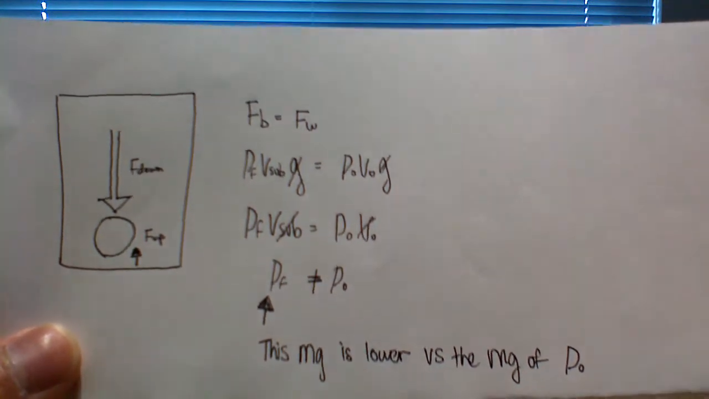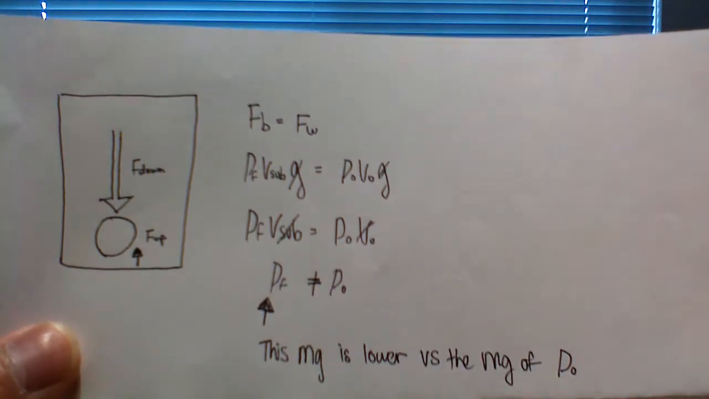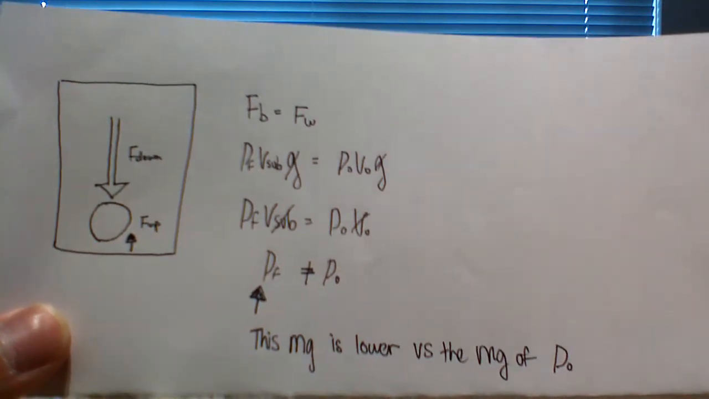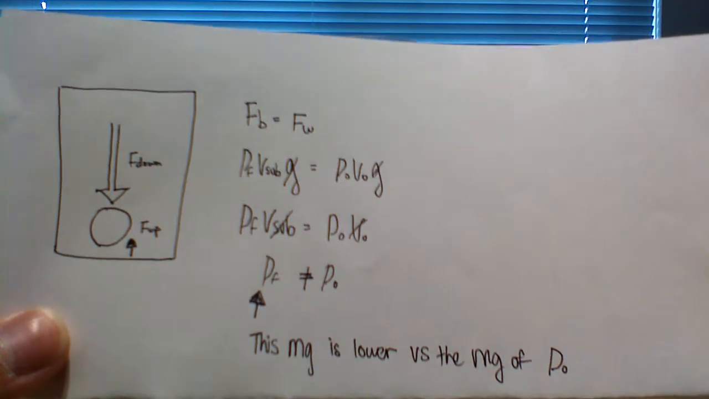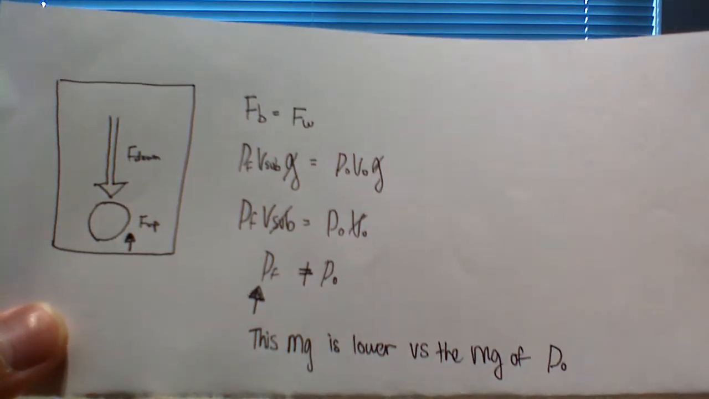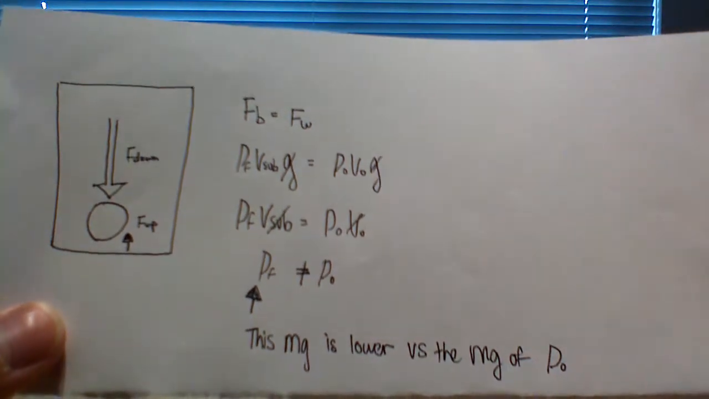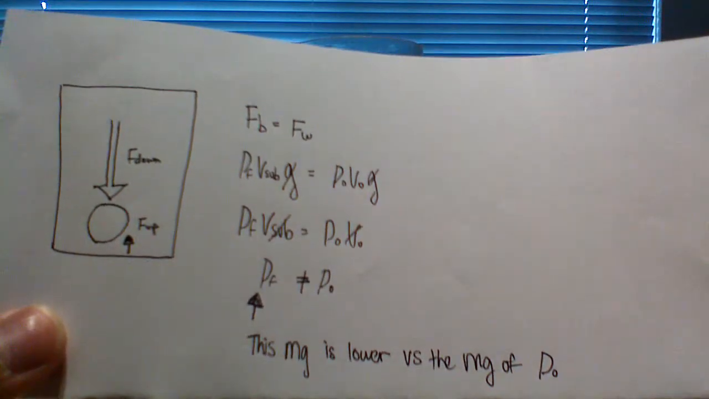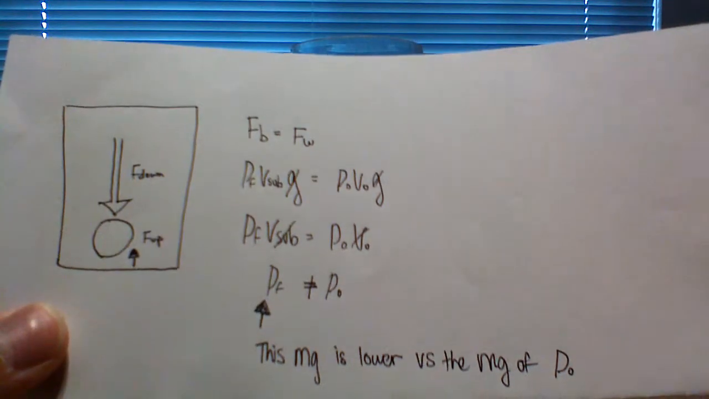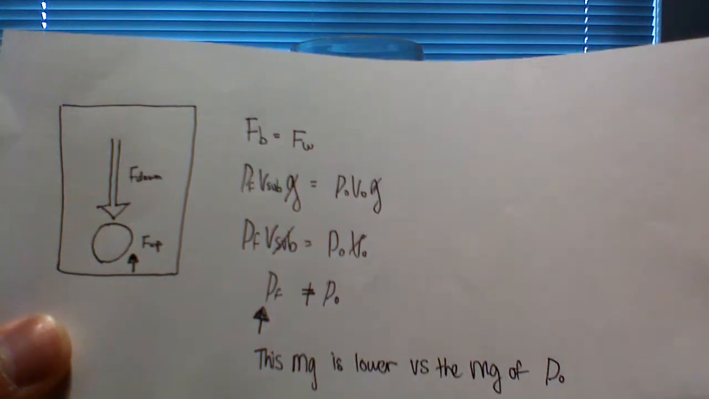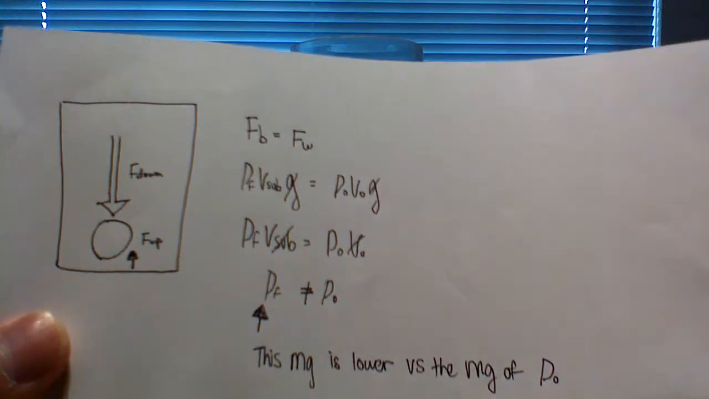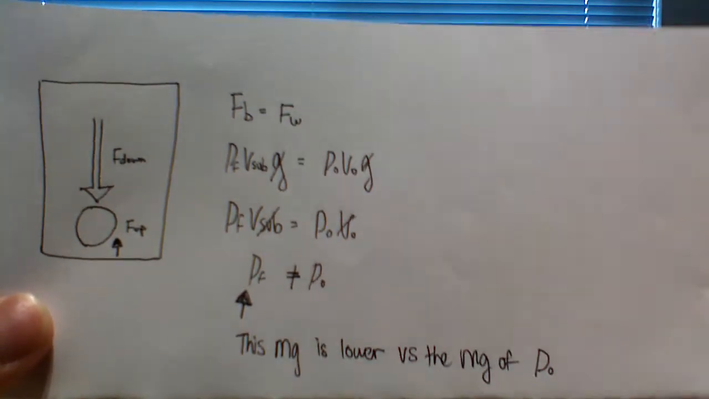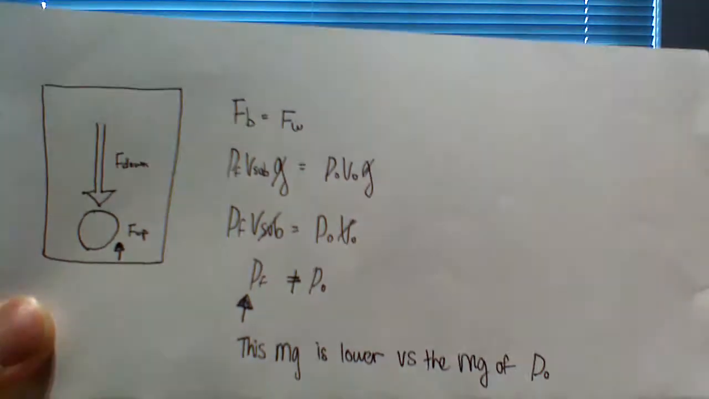However, since it's fully submerged, we know that the volume submerged is equal to the volume of the object. So canceling that out, we know that the density of the fluid should be equal to the density of the object. However, since we know that that's not true, we know that the density of the object is greater than the density of the fluid. So therefore, as you can see in the diagram, the force acting downwards is greater than the force acting upwards. Therefore, the density of the fluid is lower than the density of the object.